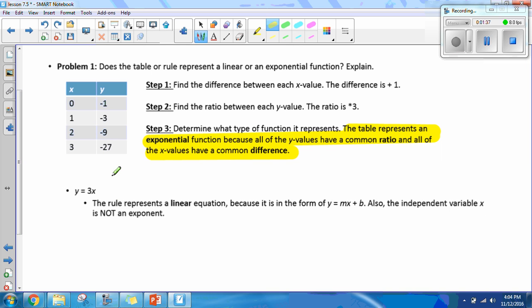If we look at the equation y equals 3x, the rule represents a linear equation because it is in the form of y equals mx plus b. Also, the independent variable x is not an exponent.